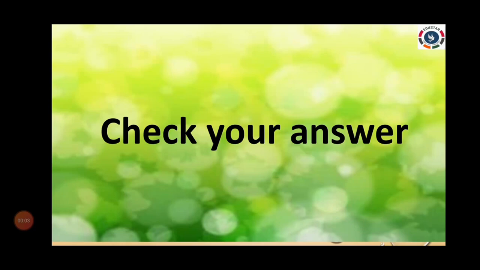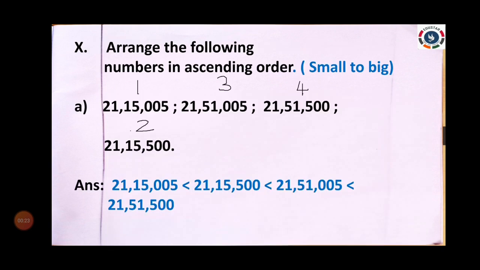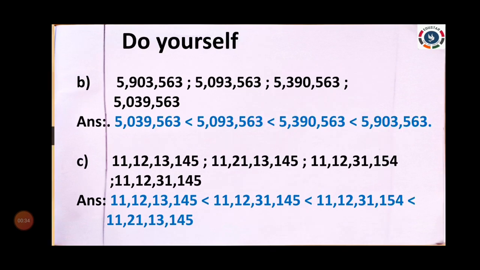Before going to check your answers, take your classwork note first. Roman letter 9. Write the predecessor and successor of each number. The first sum I gave the answer. The next two you have to check your answer. Then Roman letter 10. Arrange the following numbers in ascending order. We want to arrange the numbers from small to big. The first one I gave the answer, and B and C you check your answer.